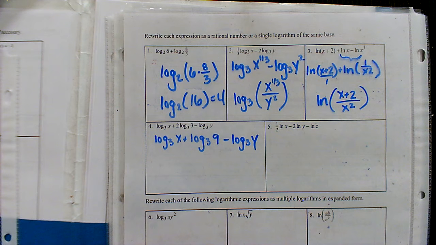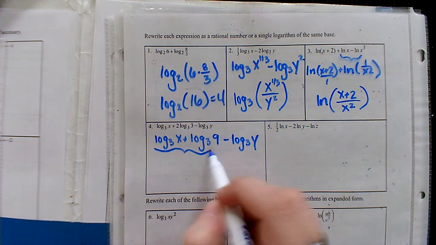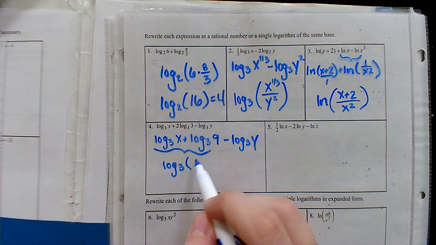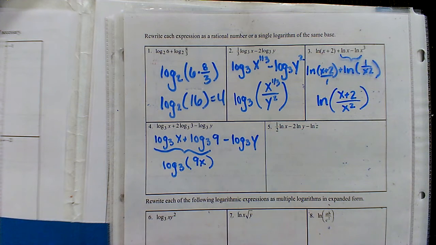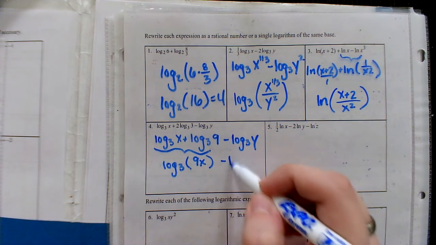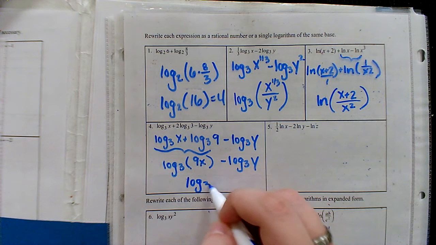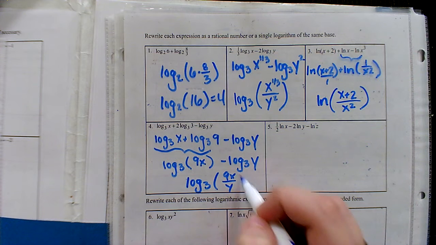Can we keep going? Go ahead. All right, we could multiply the first two. So log base 3, and that would be x times 9, or aka 9x. All right, so we started with 3 logs. Now we're down to 2. We got to do one more, get down to 1, yeah? Divide the arguments. So log base 3, we'd have 9x over y.